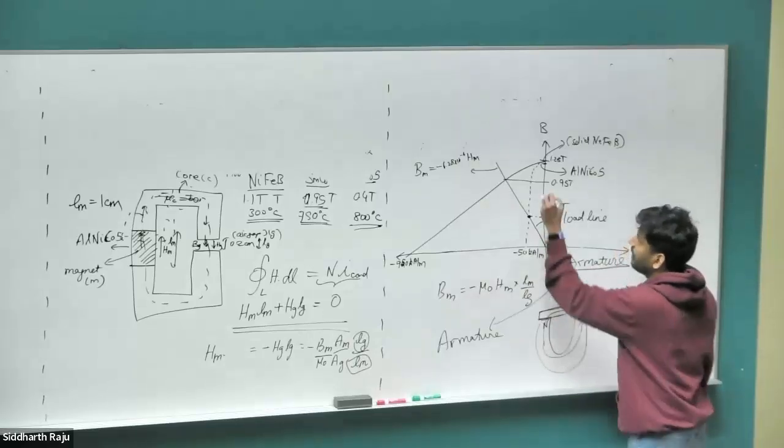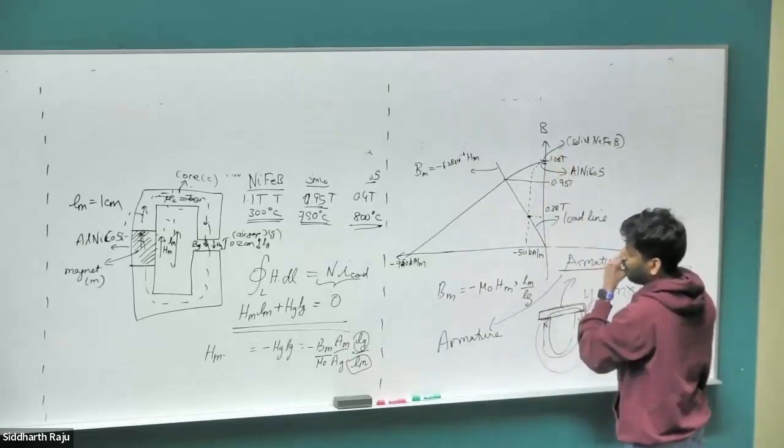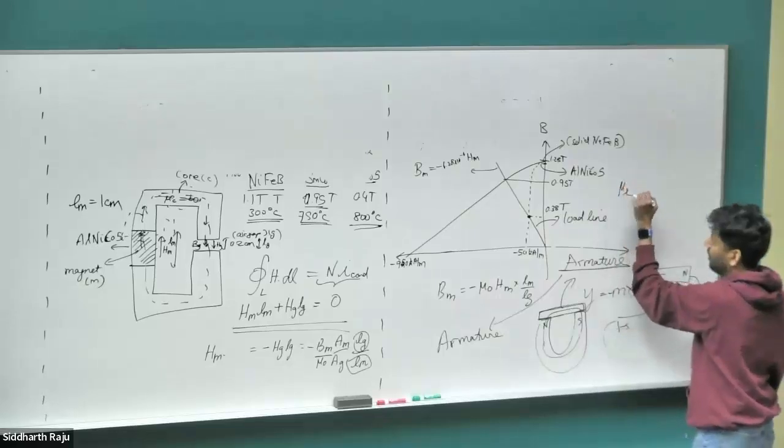So let's see what happens. So in the case of our Alnico, how can we find the relative permeability mu r?